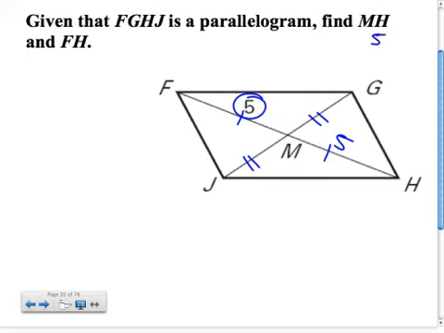And FH is the whole thing. 5 plus 5 is 10. Again, not a very difficult problem because there's no algebra involved. When you've got variables, it makes it a little bit tougher.